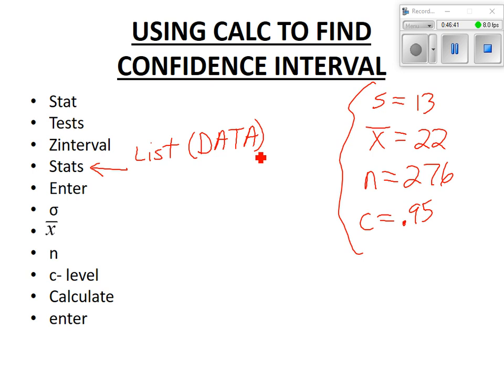Now some of the calculators only have choices there, like 0.95, 0.90, and 0.99. This calculator, we can put in whatever confidence level we want. So if it says 0.75, then we can put in 0.75. And then we hit calculate.